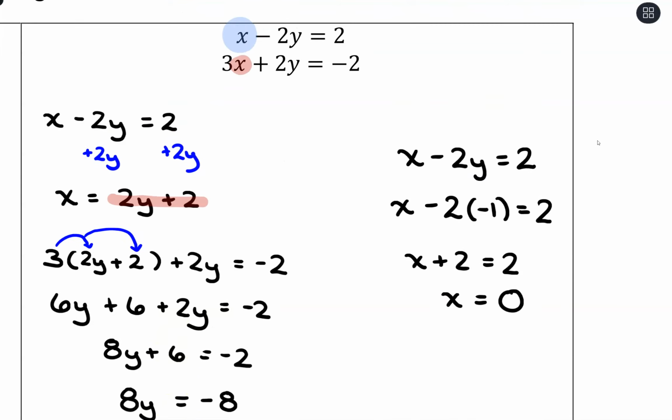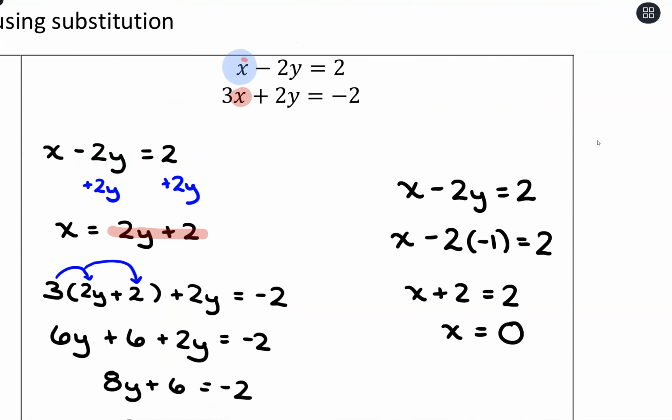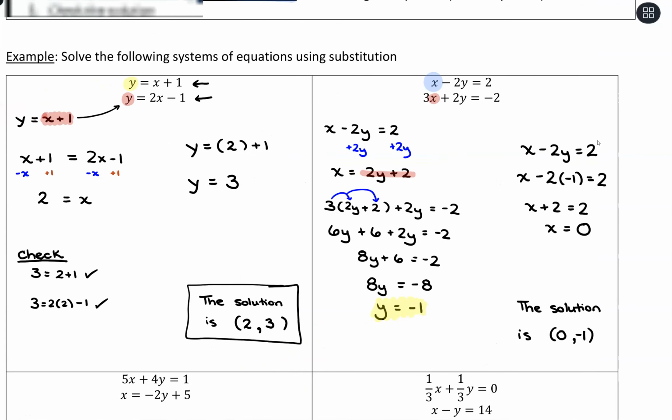Again, we could do a quick check. So 0, negative 1. So 0 plus 2 is 2. We're good there. 0, negative 1. So we'll just have 2 times negative 1, which is negative 2, is equal to 2. Good there. Or you could go into Desmos, graph them, and see that that's where the intersection point is.